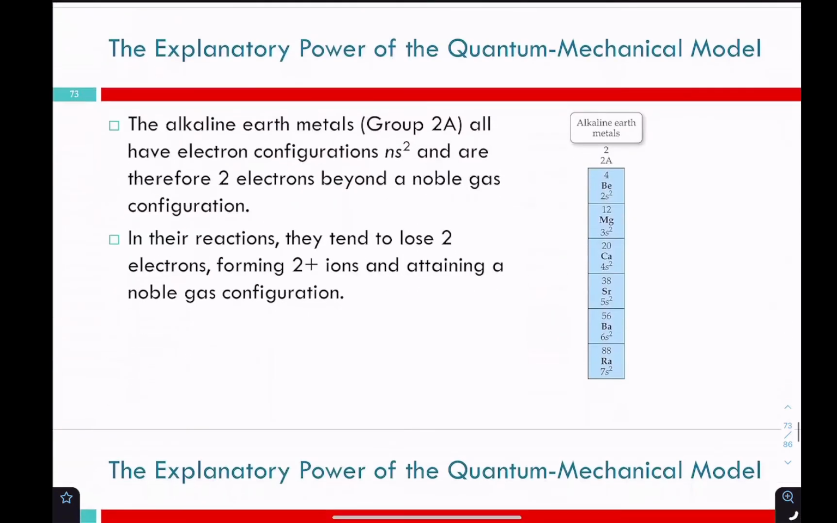I should move on, because I think that's the next one. Right, magnesium or calcium or strontium or beryllium, these all lose 2 electrons. In beryllium's case, it gets to helium, which is 2 valence electrons. But the rest of them want to get to 8.